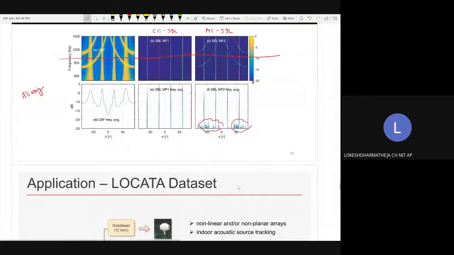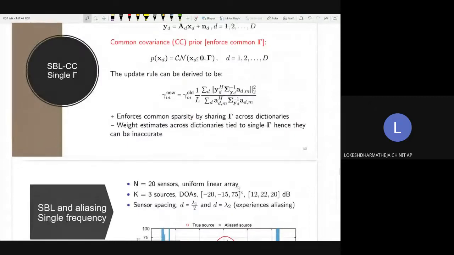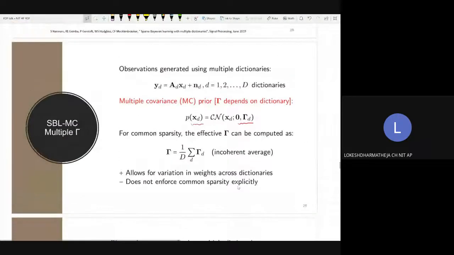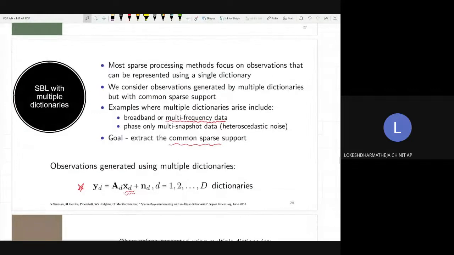Sir, I also have one query. In SBL with multiple dictionary, you have one term called phase only multi snapshot data. Sir, what is the meaning of that?